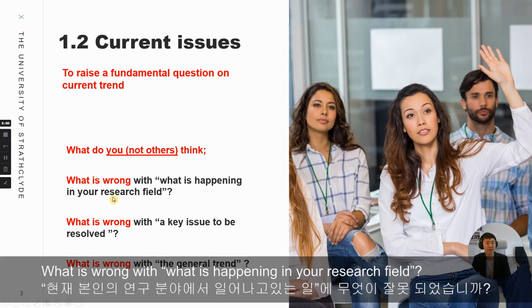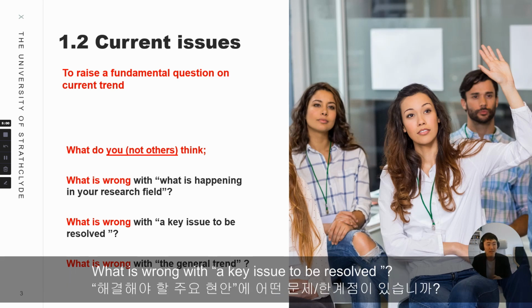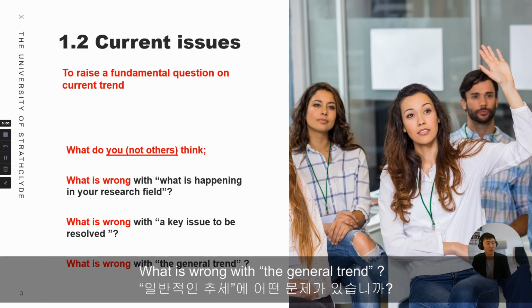Here are some guided questions. What is wrong with what is happening in your research field? And what is wrong with a key issue to be resolved? And what is wrong with the general trend?